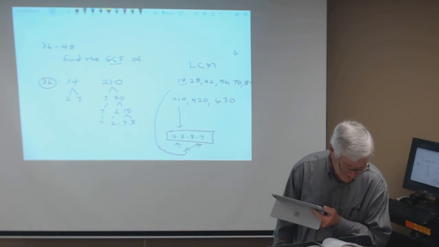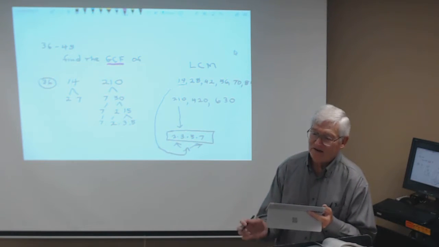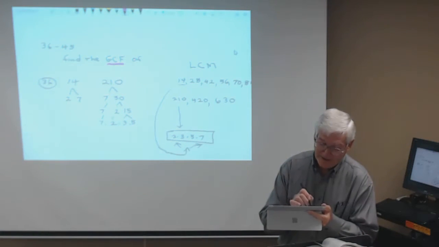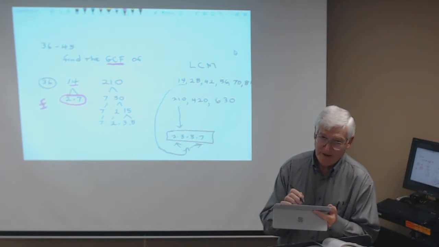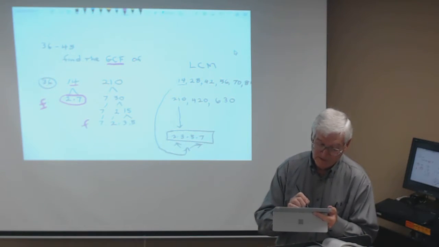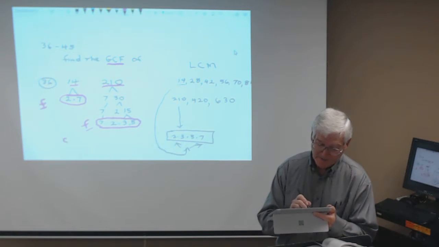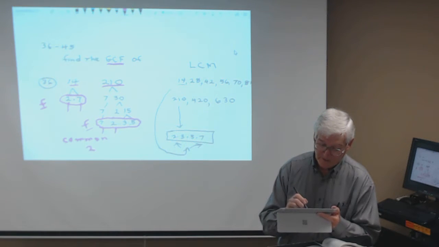36 to 45. In problems 36 to 45, find the GCF. Does anyone know what GCF stands for? The greatest common factor. Okay, what are factors of 14? 2 and 7. You with me? What are factors of 210? Primes: 7, 2, 3, and 5. Now, what's common? What's in both of those? A 2 is in both. And what else? A 7 is in both.